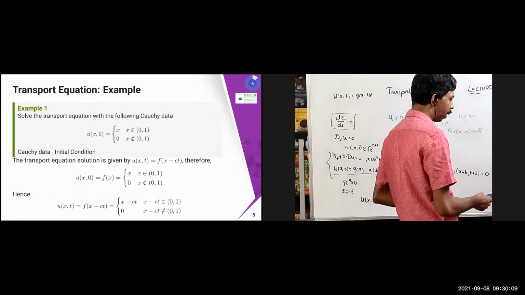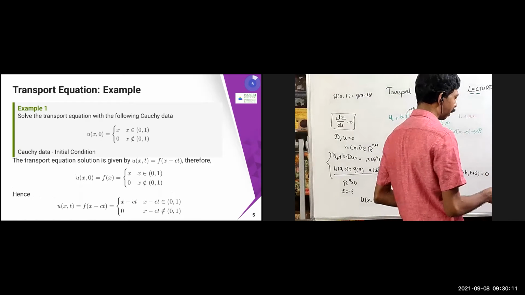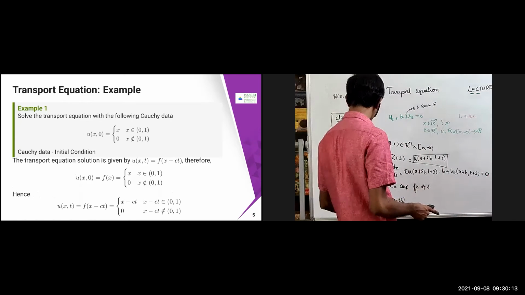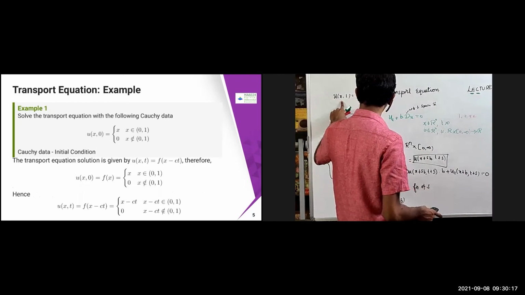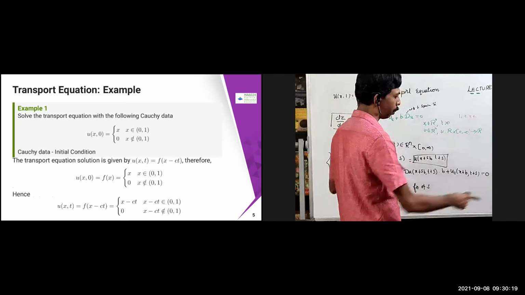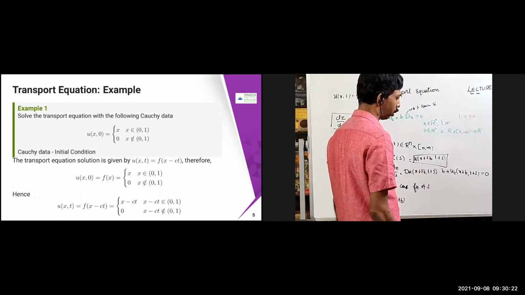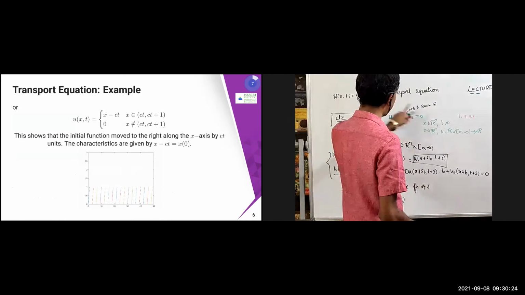You can see that u of x comma 0 equals f of x was there. Same thing: u of x minus tb is going to become g of x minus tb. So u of x comma t is going to be g of x minus tb, the same thing we did in the last one, because that is going to be the general solution for this problem.